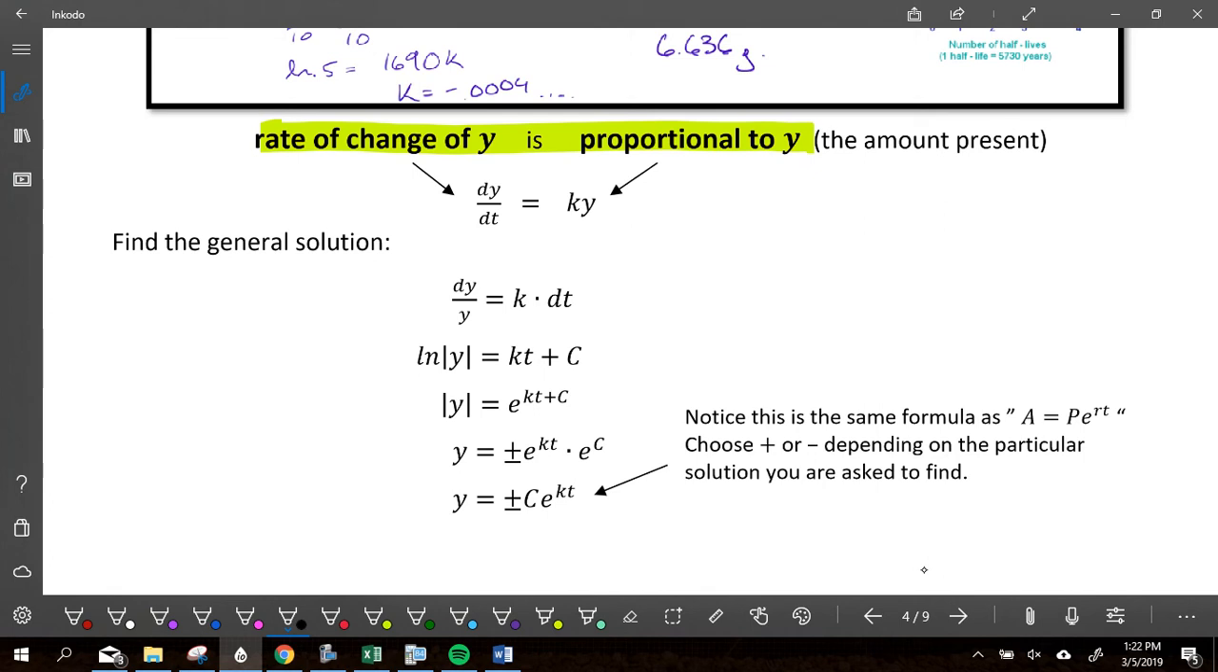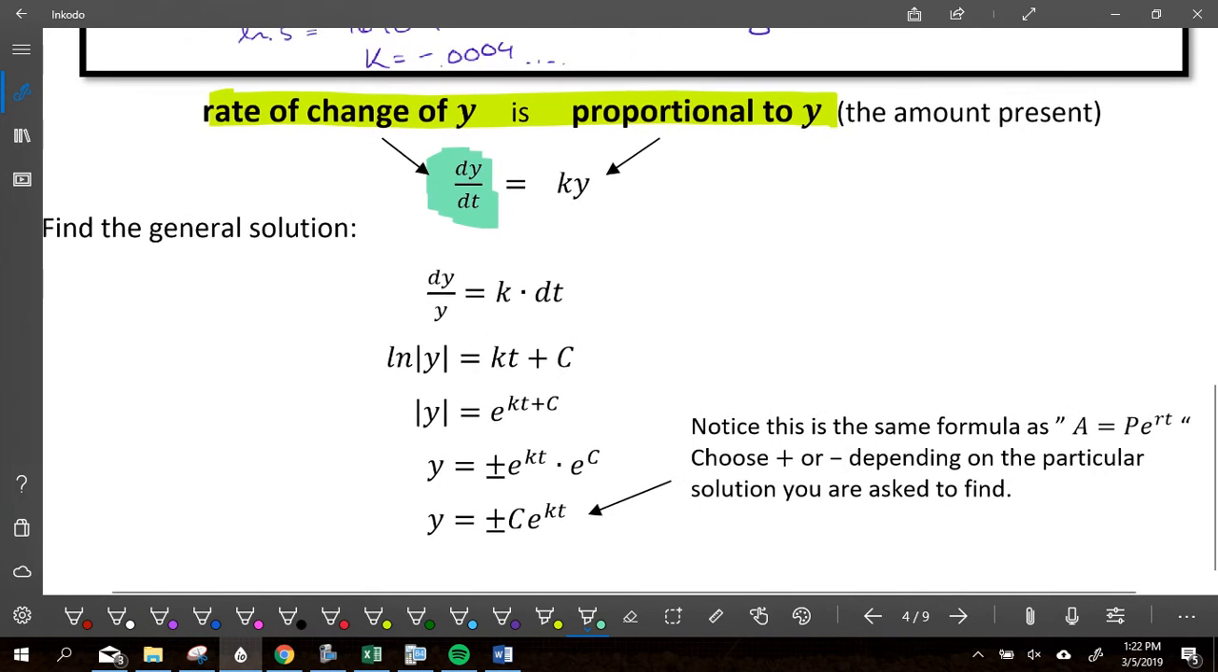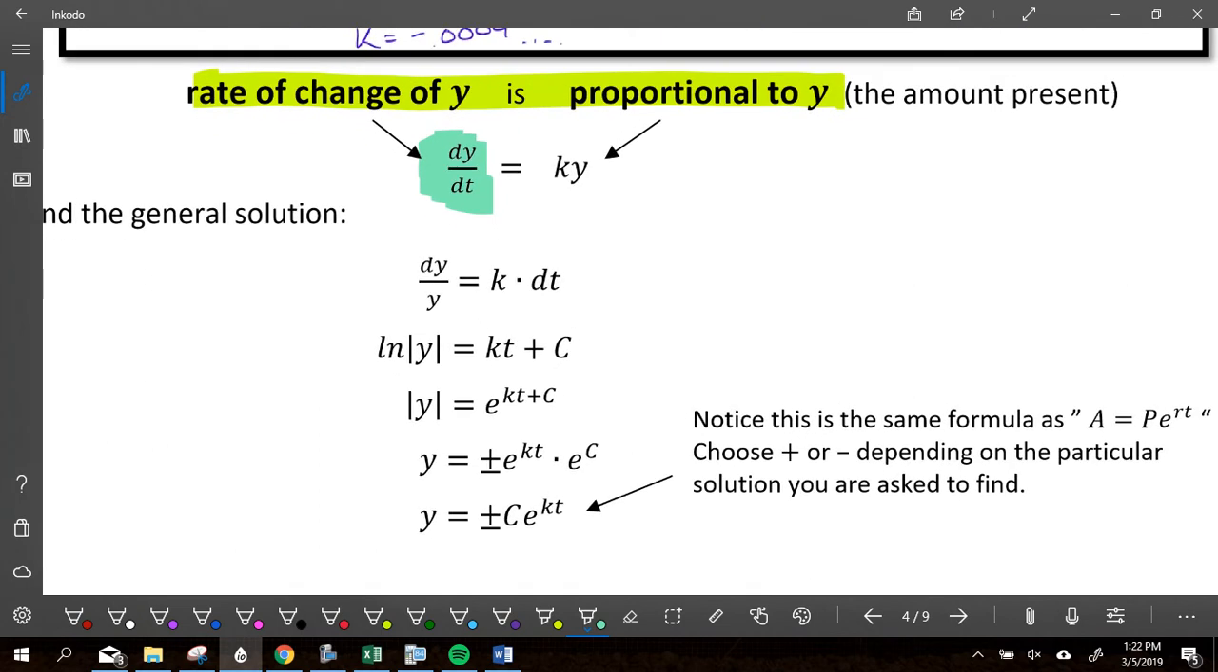Given the rate of change of y is proportional to y. That is a statement they will make. That concept means this. Rate of change of y, or in other words, the derivative, dy over dt, is proportional to y. So k is some proportion, some number, times the y value. dy over dt, the derivative, is equal to k times y.